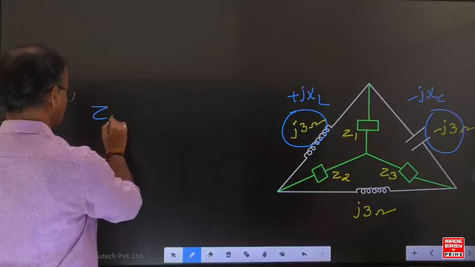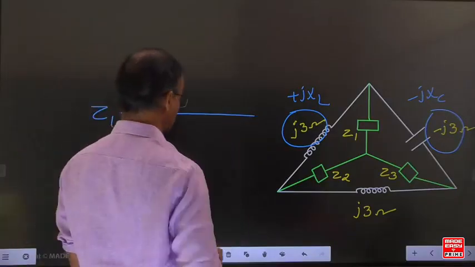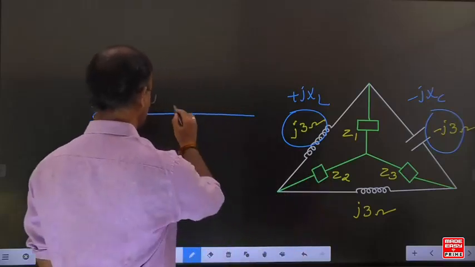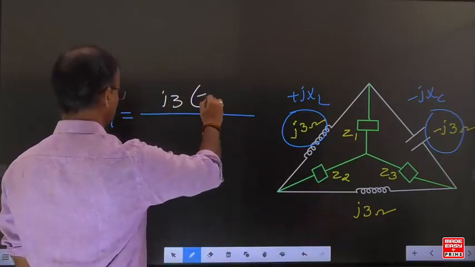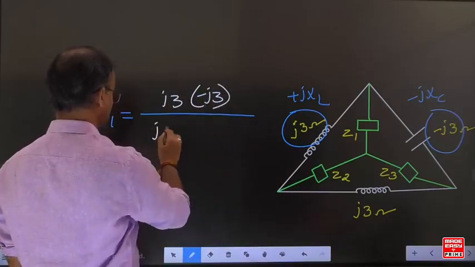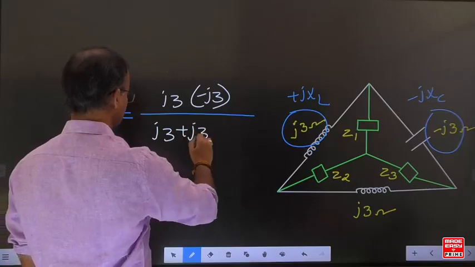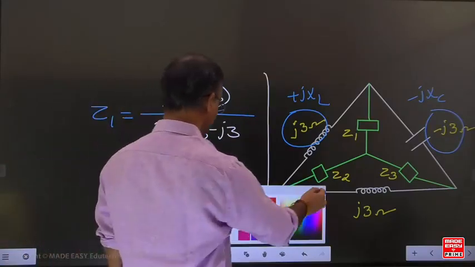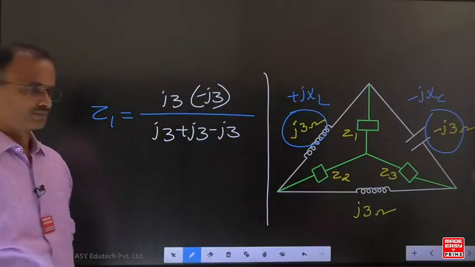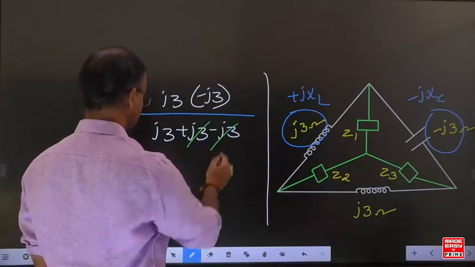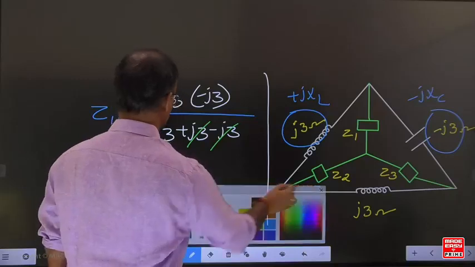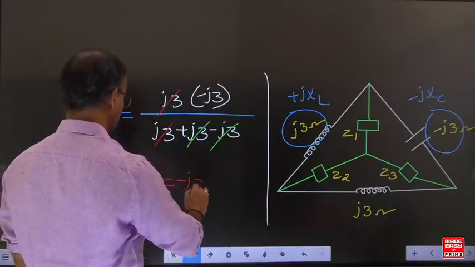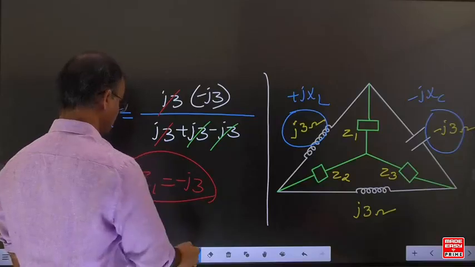Then to find out Z1, simply write the product of adjacent sides. For this example, what are the adjacent sides? J3 and minus J3, divided by the total impedance. Can you cancel these two terms? If you simplify this one, Z1 is equal to minus J3.